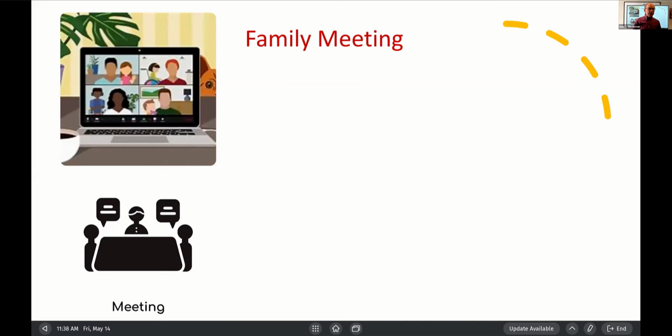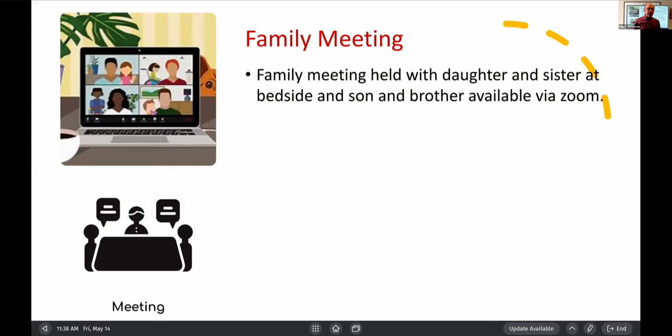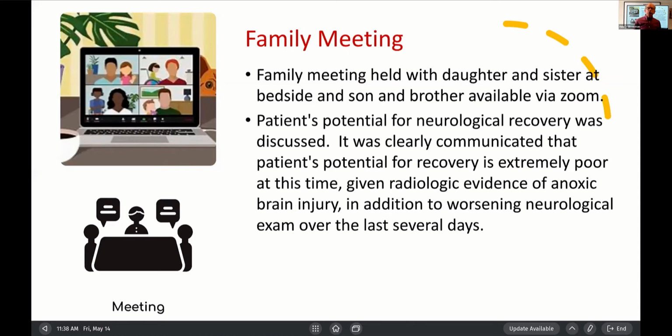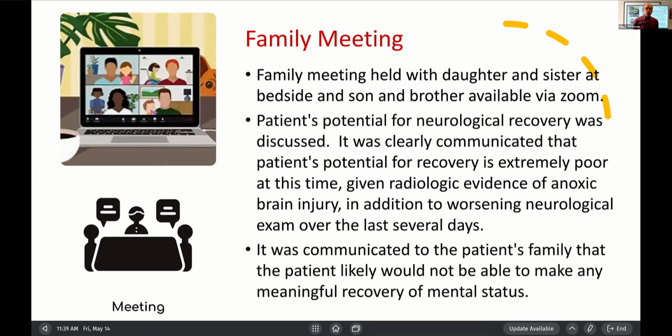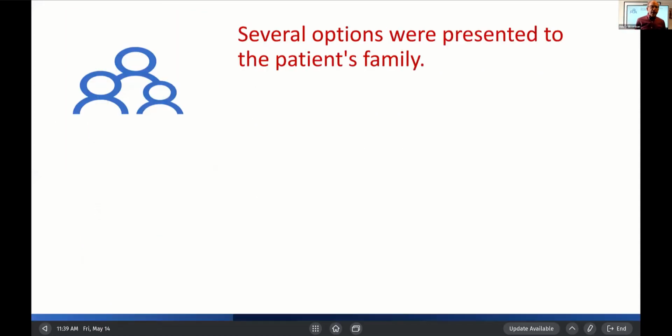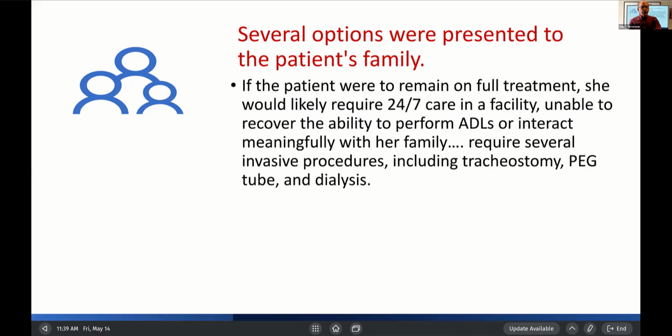So we had a family meeting, face-to-face with the daughter and virtually with the son, and the patient's potential for neurologic recovery was discussed. It was clearly communicated that the patient's potential for recovery is extremely poor at this time, given the evidence of anoxic brain injury on MRI, in addition to a worsening neurological examination over the last few days. It was communicated to the family that the patient likely would not be able to make any so-called meaningful recovery of the mental status. Several options were presented to the patient's family.